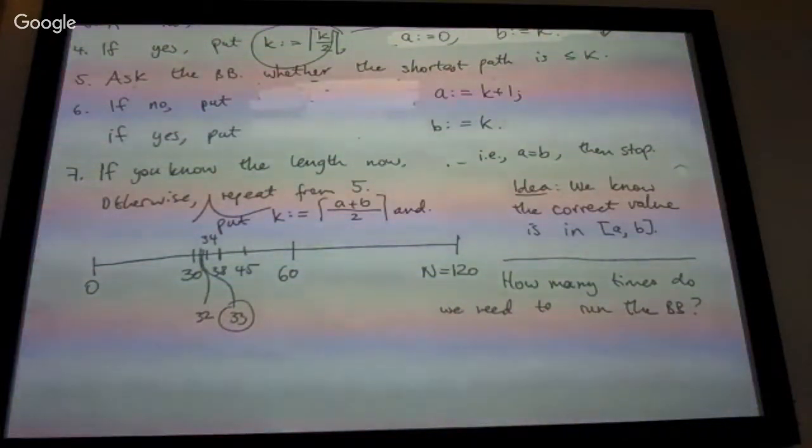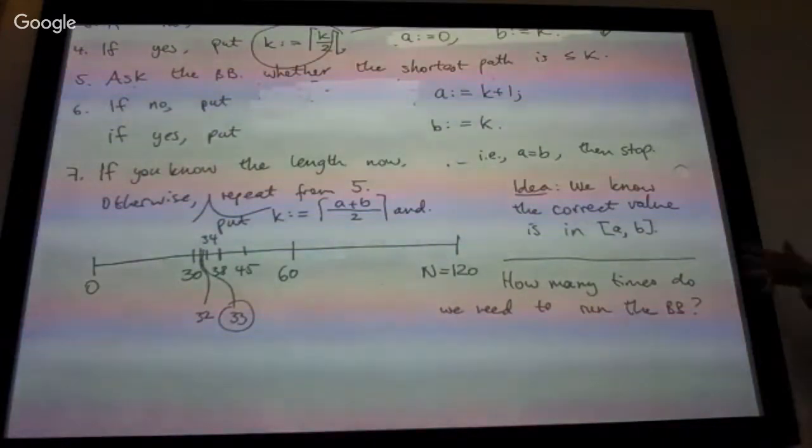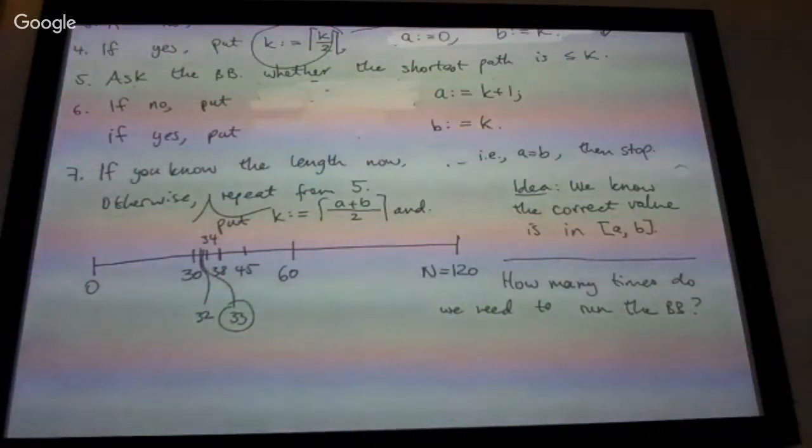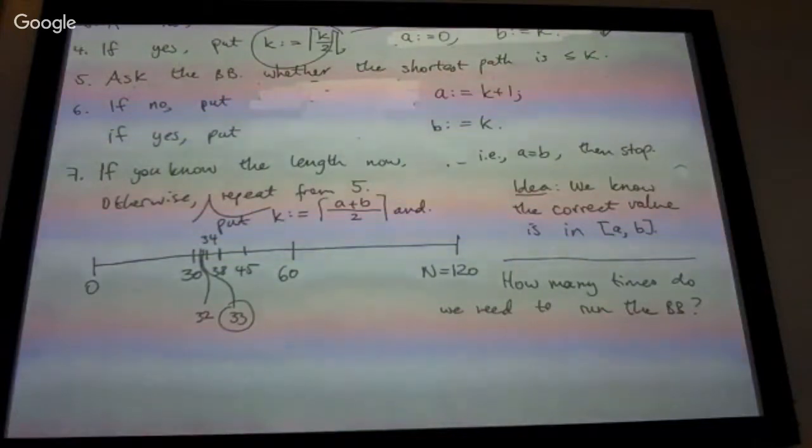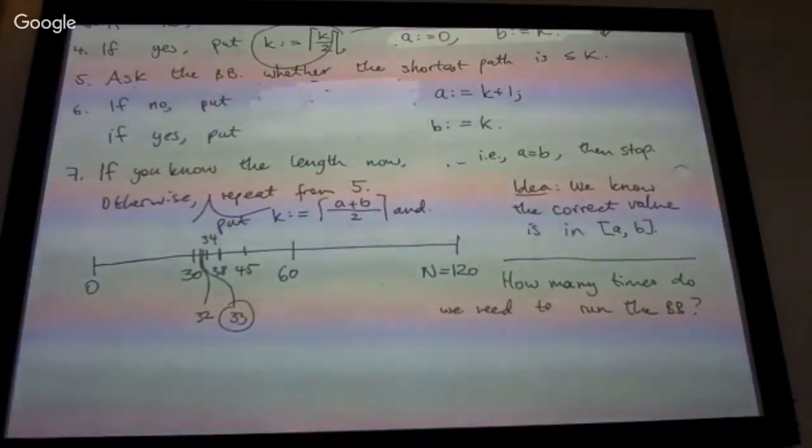This is basic problem solving maths. In the beginning, we have about 120, well, maybe 121 different values. And then what happens with the number of possible values every time we ask a question? We halve it. How many times do we have to halve it to get 1?